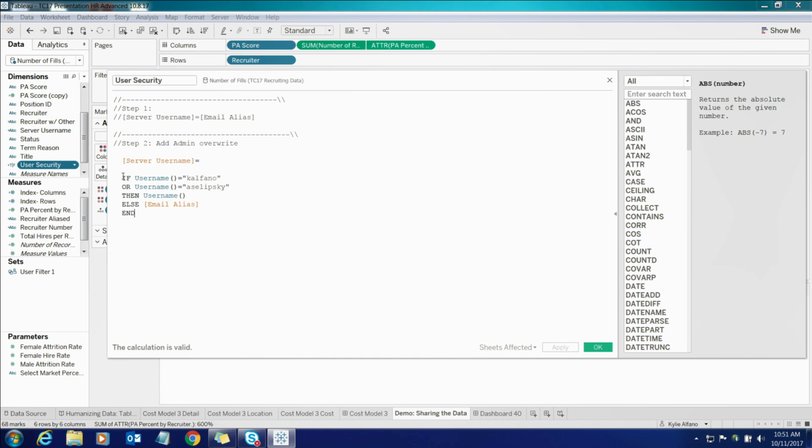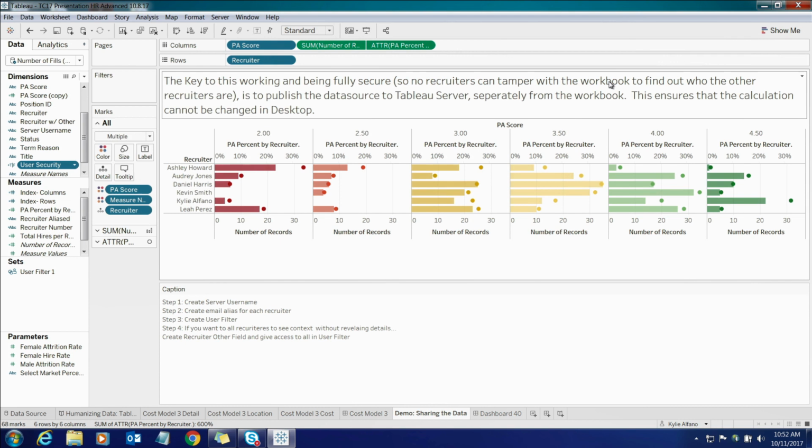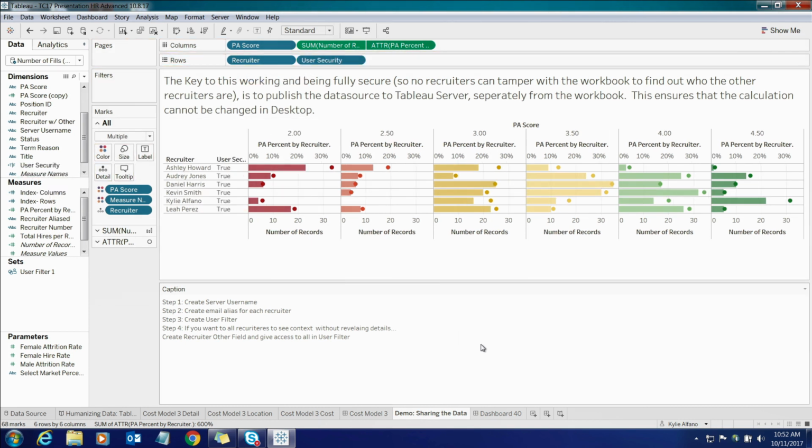So in this case, we've written a statement so that if the username is Kylie Alfano, so in this case I was Michael, I'm going to be Michael who's a manager, and I'm going to say, let's say Adam Slipsky, who's our CEO, also wants to be able to view all this data, so I'm going to provide him with an admin override. Else, we're going to provide that email alias. So now we have 2 admins who can see that full data set. So if I pull in user security here, you can see I'm signed in as myself. So my user security here is showing true.